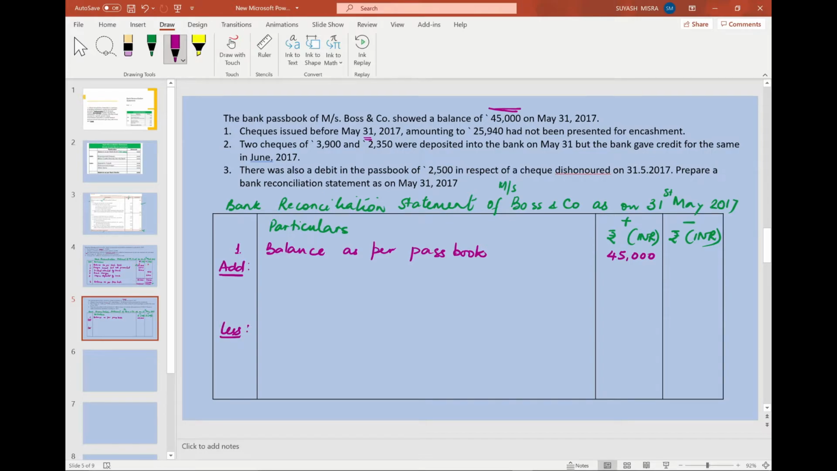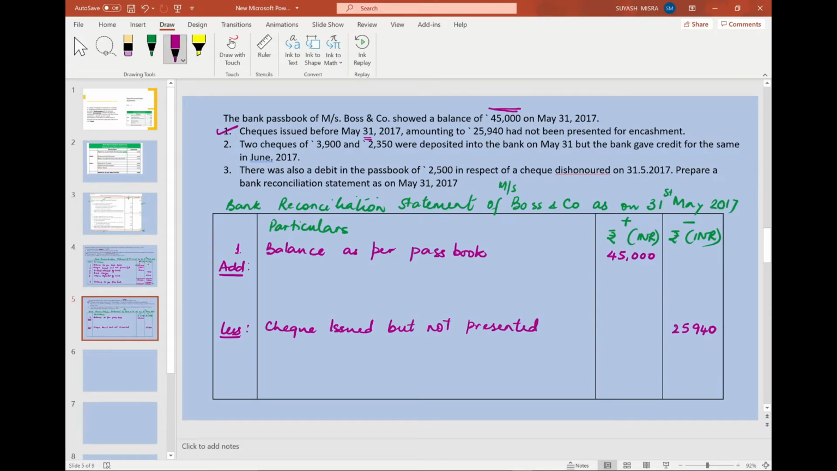So I'm going to write here less. Less check issued before May 31st but not presented. Check issued but not presented. Amount is 25,940. The next one, this we have done.